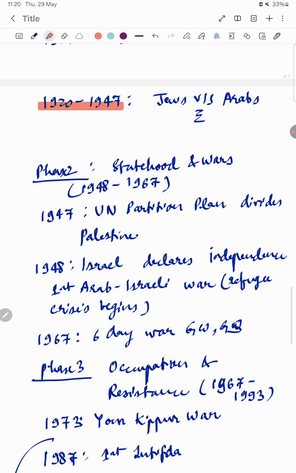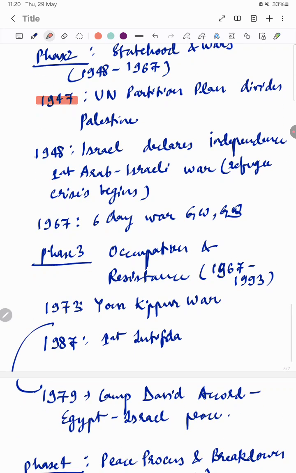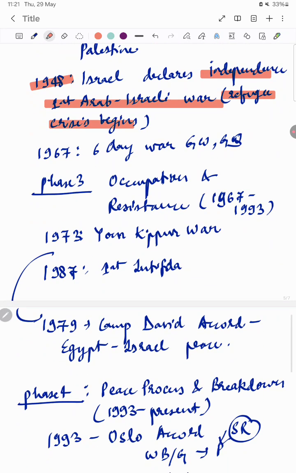Phase 2 is statehood and wars, between 1948 and 1967. 1947, UN partition plan divides Palestine. 1948, Israel declares independence and it leads to the first Arab-Israeli war, and a consequence of this is the refugee crisis beginning in the Arab world. 1967, Six-Day War, where Israel captured Gaza, West Bank, East Jerusalem, Sinai and Golan Heights.